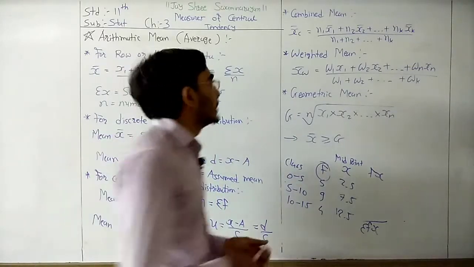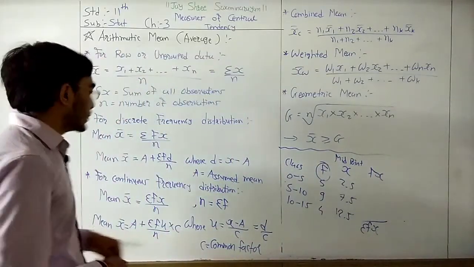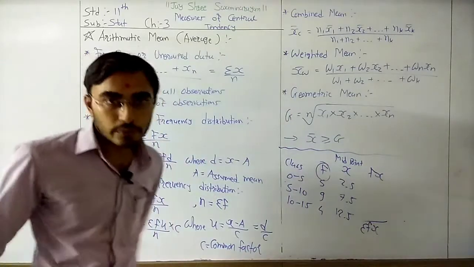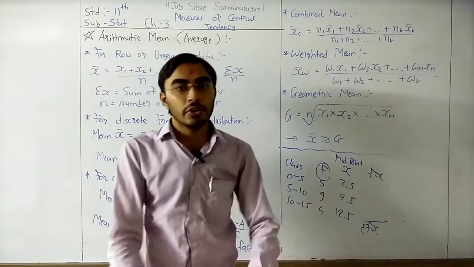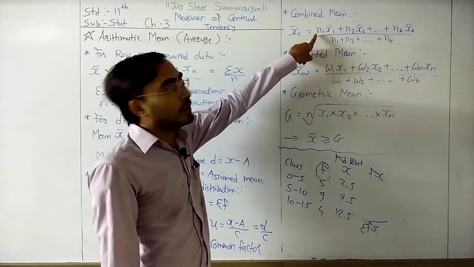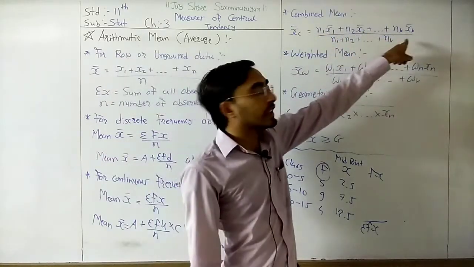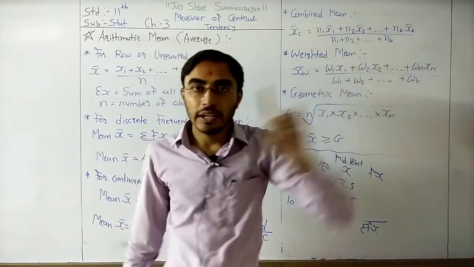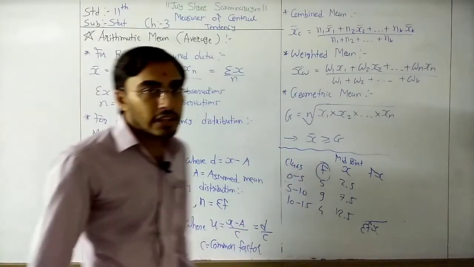Now our next topic for the mean is combined mean. This is new for you. Combined mean means more than one mean is given to you. Then how can you find the combined mean? The formula is n1 x1 bar plus n2 x2 bar up to nk xk bar, divided by n1 plus n2 up to nk. This is the combined mean.